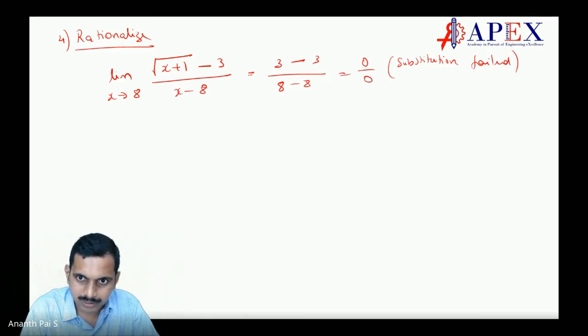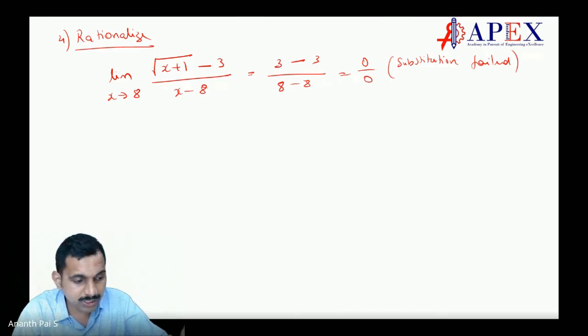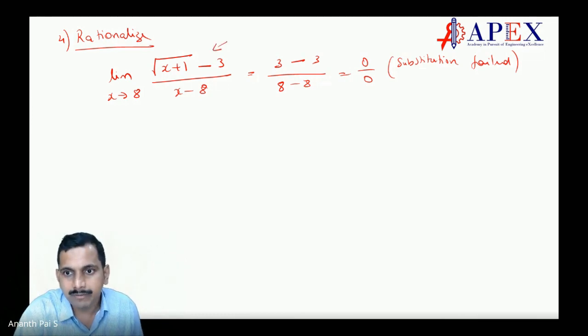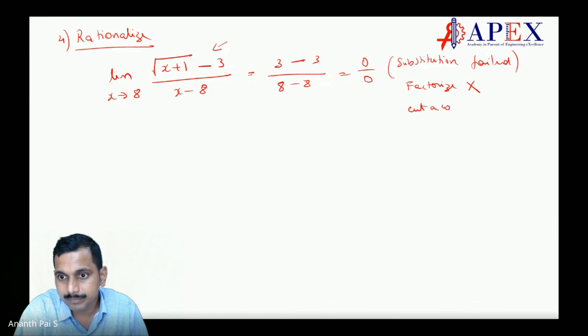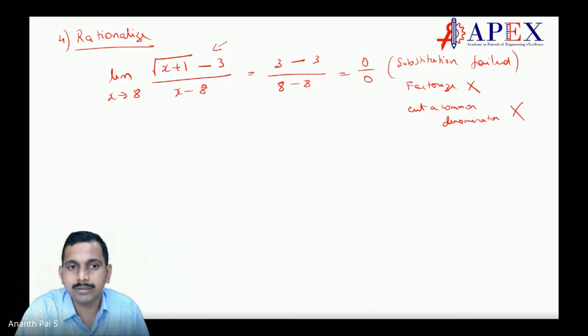Let us go with another one. Next, you have to rationalize. Can you factorize this? Factorization cannot be done. Next is, after factorization, cut a common denominator. That cannot be done either. So next is rationalize.